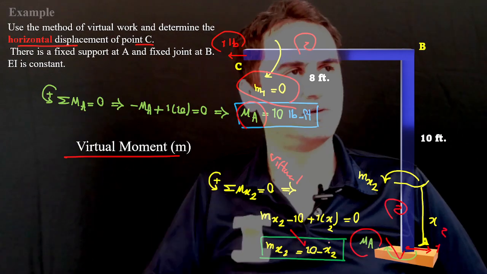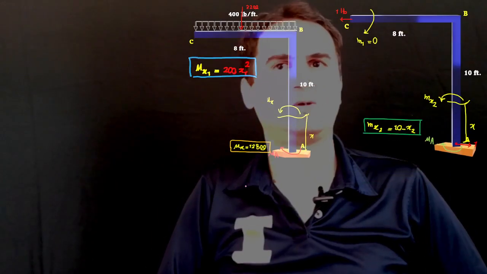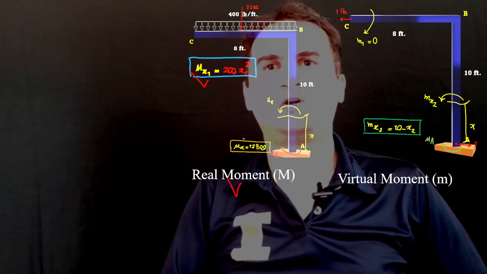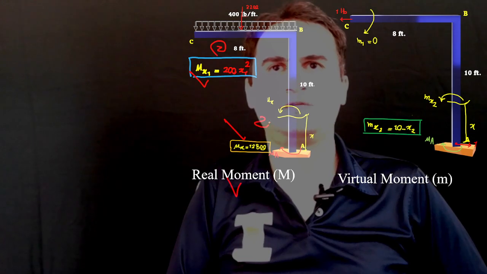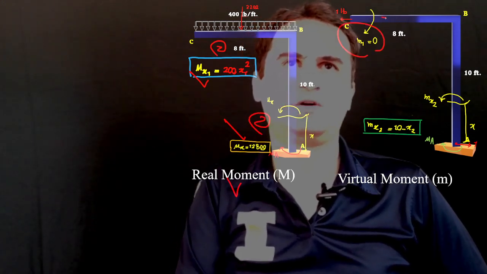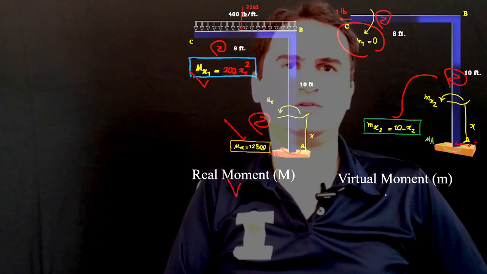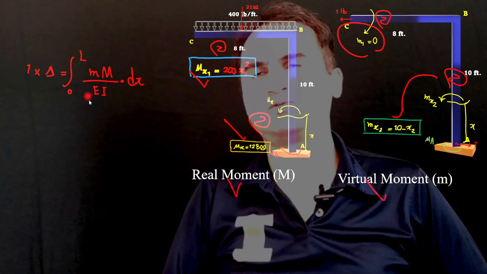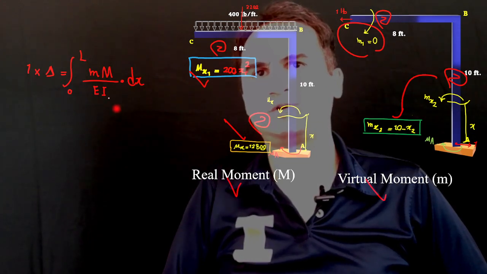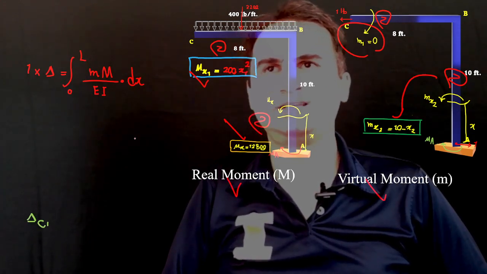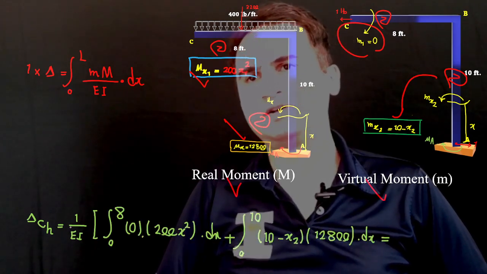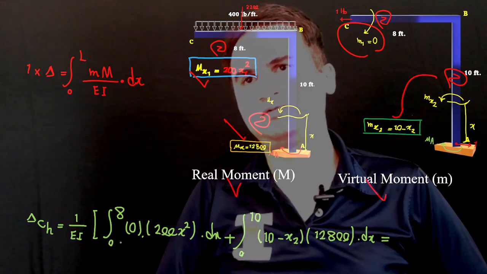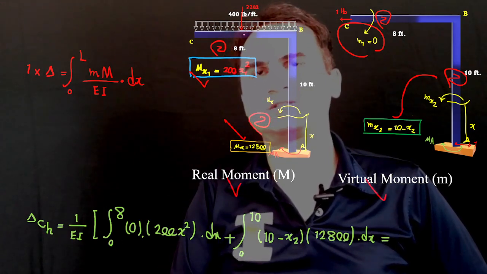Then we have our structure with both moments, the effect of the real moment, M1 and M2 for part 1 and part 2, and also m1 and m2 for the virtual one. Then by the equation 1 times delta equals the integral of small m times capital M over EI times dx. So 1 times delta C horizontal, taking EI out of the integration as a constant, is equal to the integration from 0 to 8, which is this member.